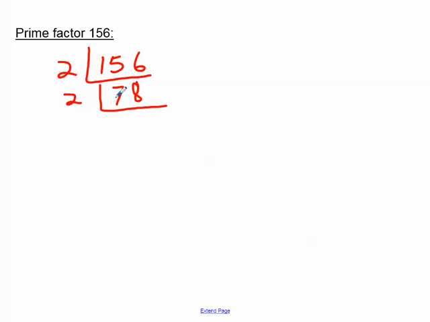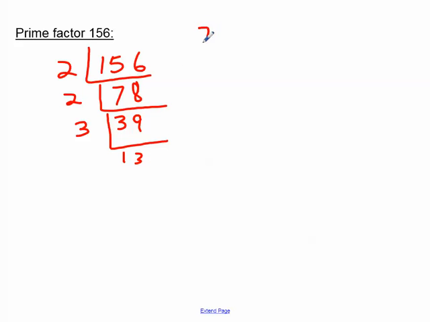Divide by 2. 78 divided by 2 is 39. Divisible by 2? Not anymore. 39 is not even, so we put another layer of cake here and say, is it divisible by 3? 3 plus 9 is 12. It is divisible by 3, so put a 3 out here. I got 13, and 13 is a prime number.